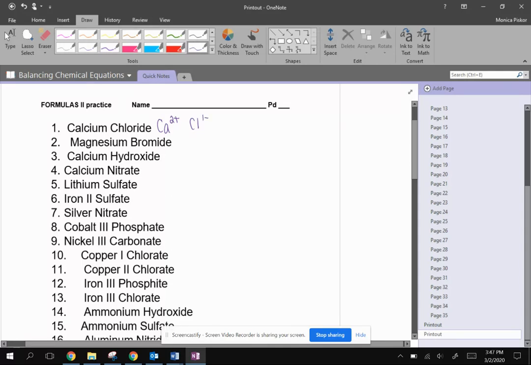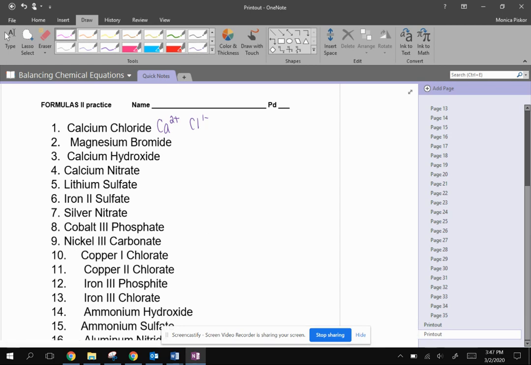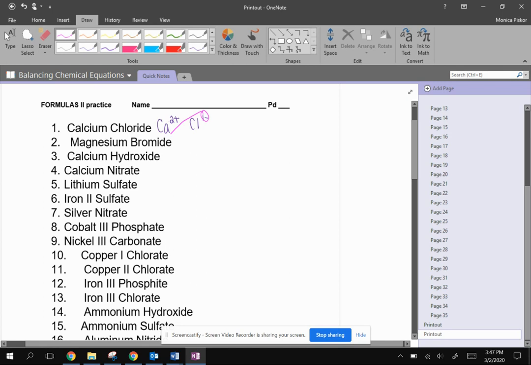2 positive and -1 don't cancel each other out. So what you do is you crisscross the numbers from the charges. And what you're going to get is Ca with a 1, but we never write the 1s, and 2 chlorines. And that's it. That's the formula for calcium chloride.